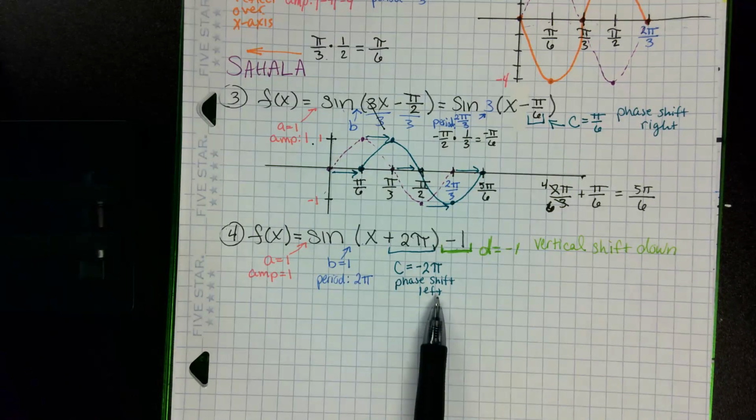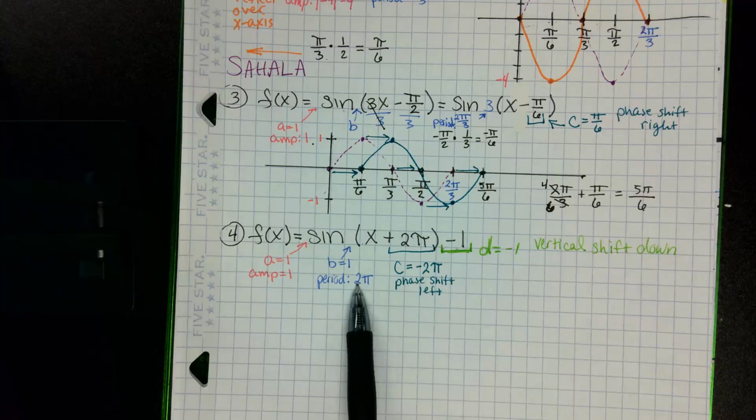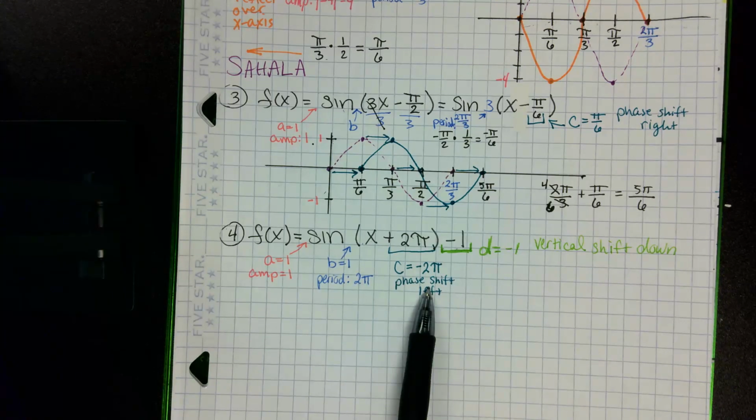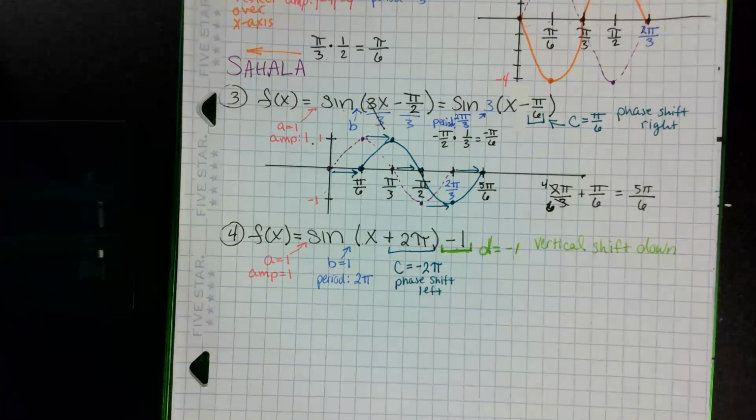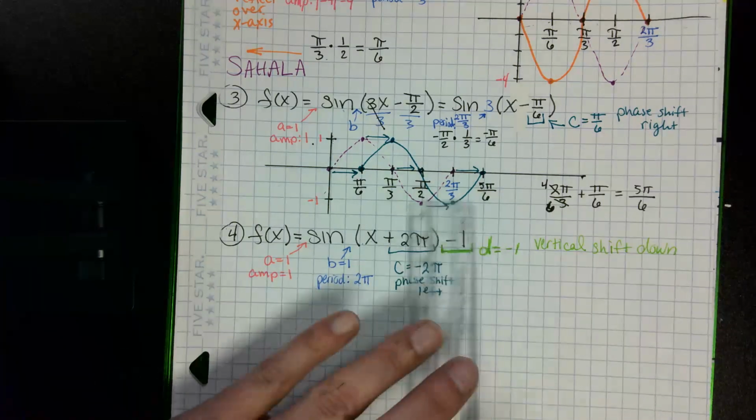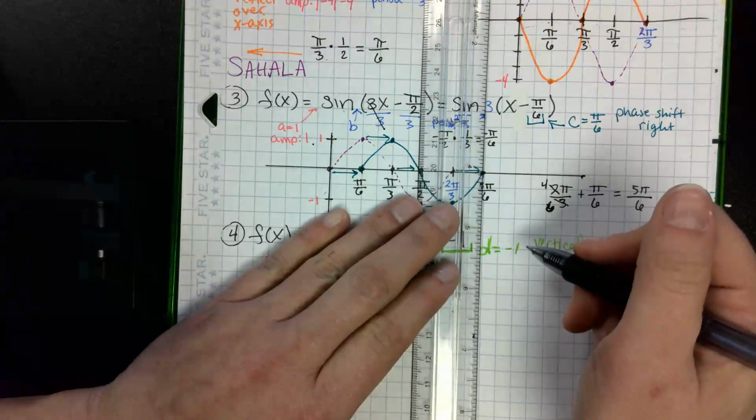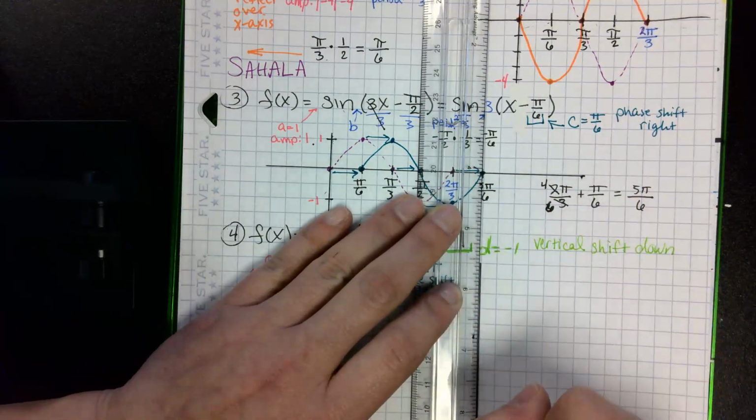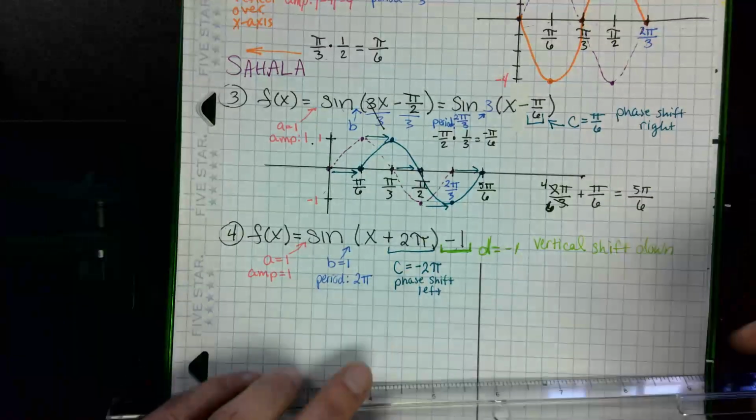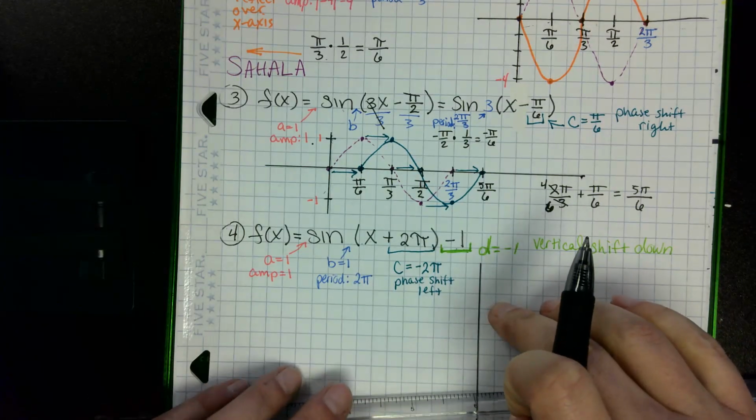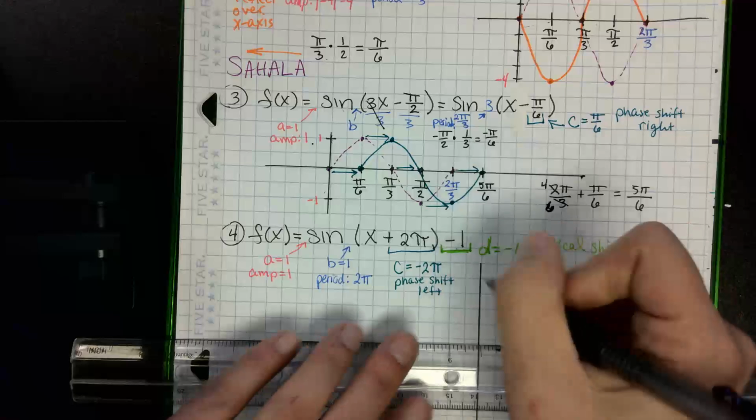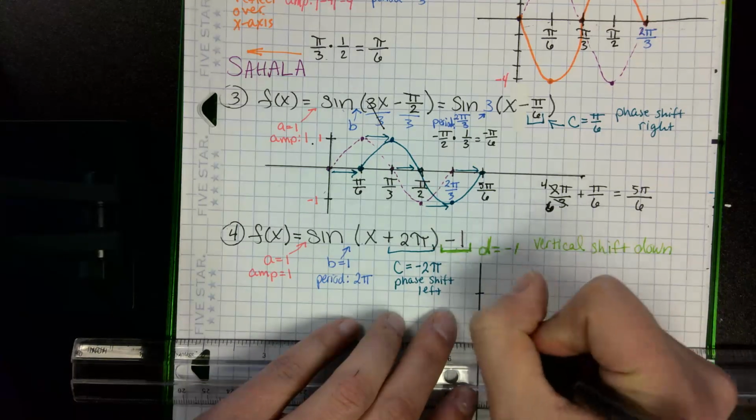So I'm shifting left, and I'm shifting left by a lot, 2 pi. The period is 2 pi, and my shift is negative 2 pi. I'm going to shift this whole period over by the whole amount. So I know I'm going to need space on the left and the right. Do it here. And then put this here.